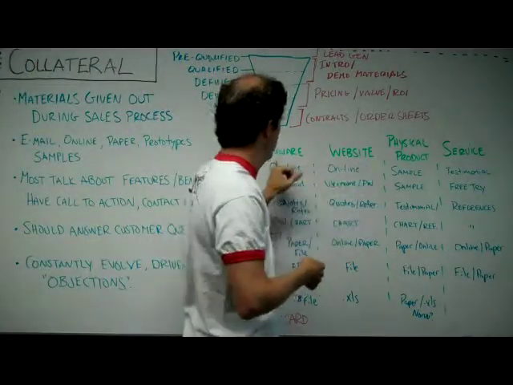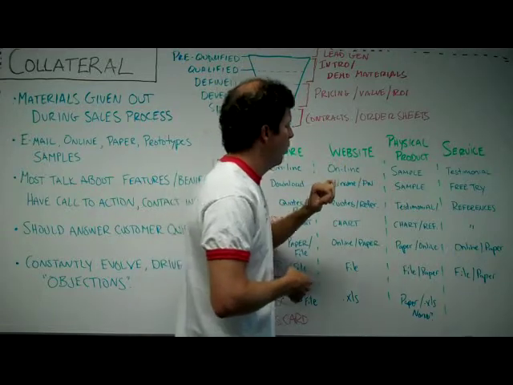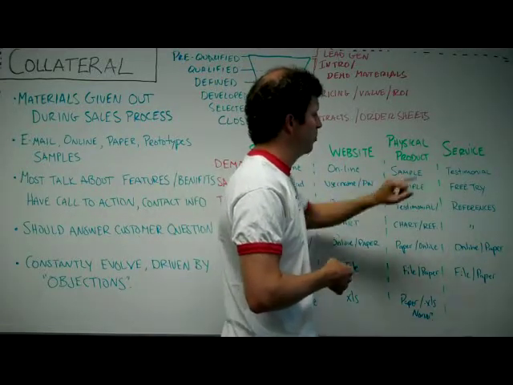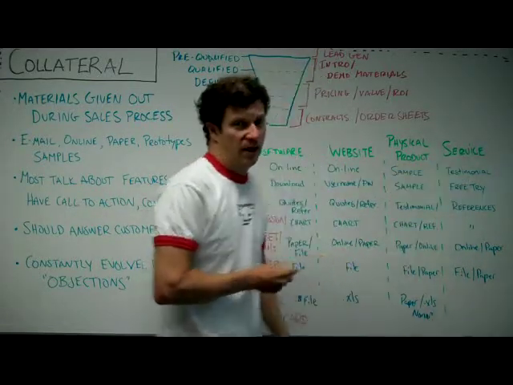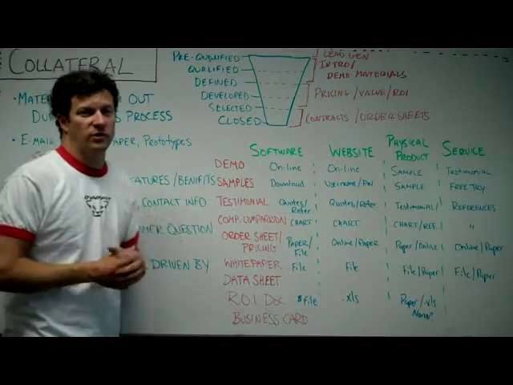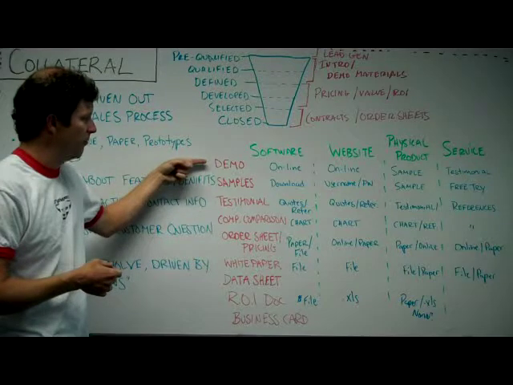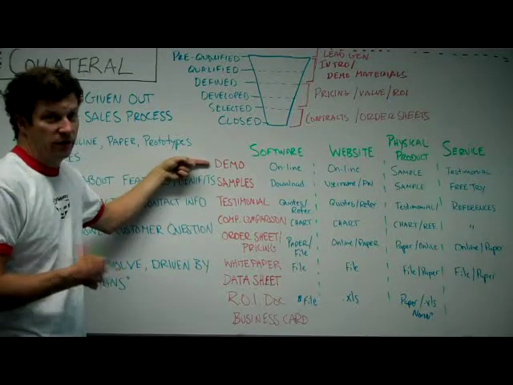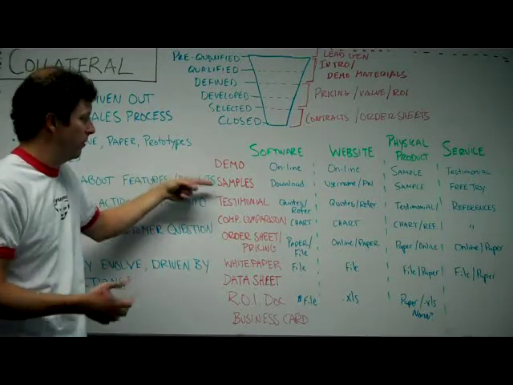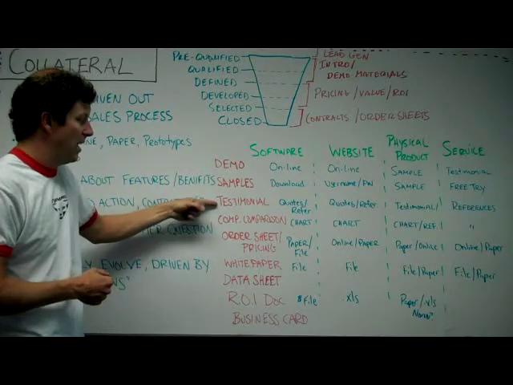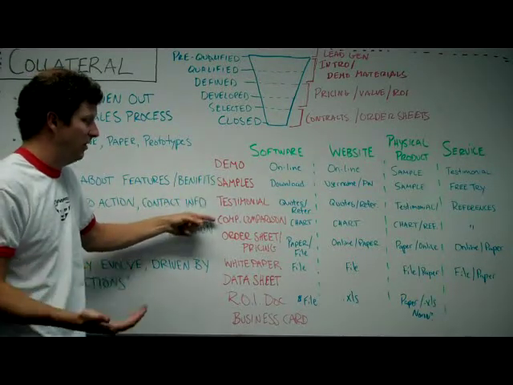Software, you may be selling software. You may have a website. You may be selling a physical product or a service. And the collateral used for those different types of companies can be very different. And what are you going to have? What type of collateral? You're going to have a demo. You're going to give a demonstration or have demo collateral. You're going to have samples. You might have testimonials. You might have a competitor comparison.